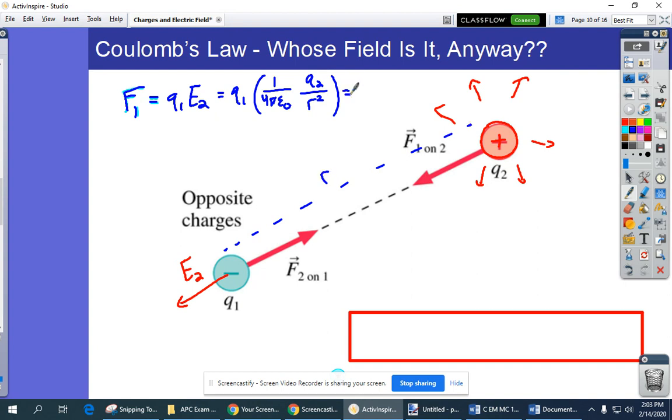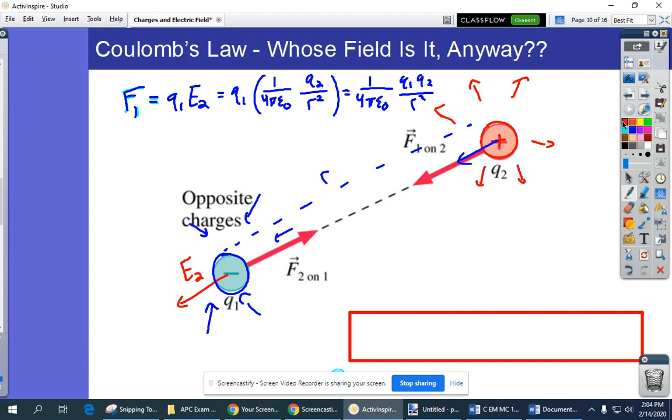So what I get here is I can move that Q1 inside, 1 over 4 pi epsilon naught Q1 Q2 over r squared. But wait. Who's to say that Q1 feels the electric field of 2? What if I do it the other way? What if it's Q1 that's putting out its own electric field and it's Q2 that's feeling it? So let's try that, right?